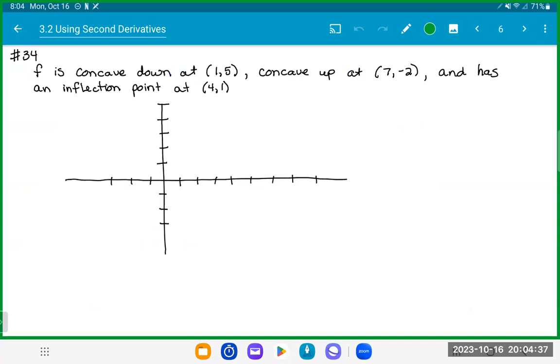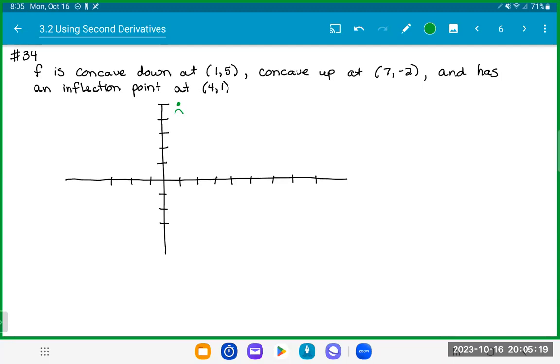Okay. So for this next type of problem, we're looking at problem number 34 on page 291. For these, we just want to sketch the graph that possesses the characteristics that we're given here. So for the first one, it tells us that we are concave down at the point 1, 5. So let's plot 1, 5. Here's 1, here's 5. And it tells us that we're concave down, so I'm going to just put the little concave down sign there. We'll plot out all these points and then connect the dots.